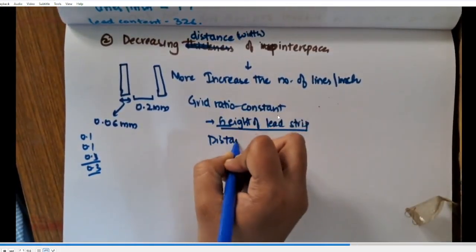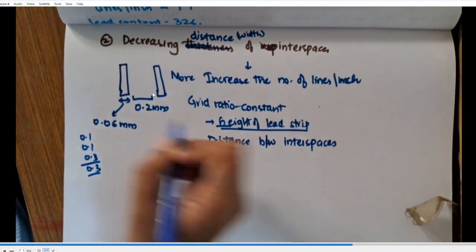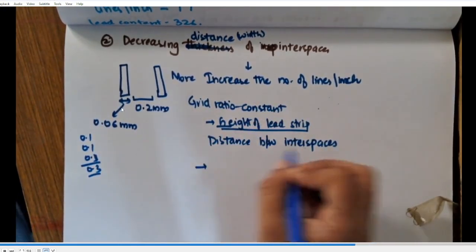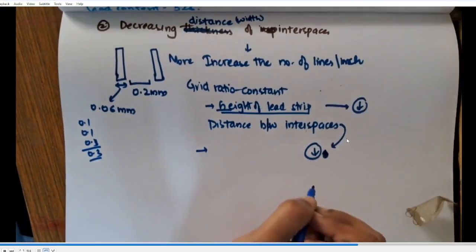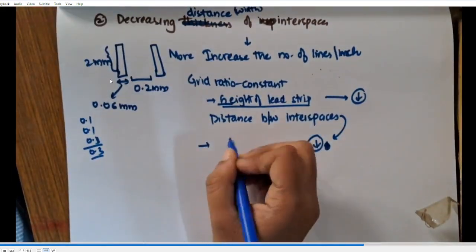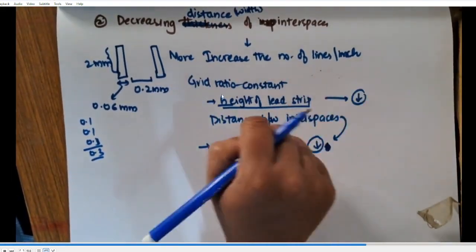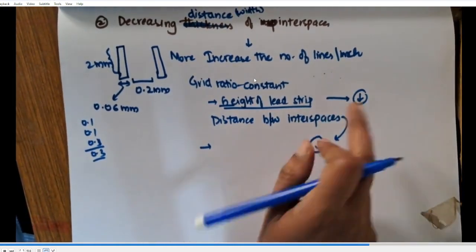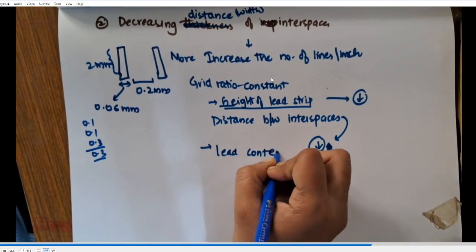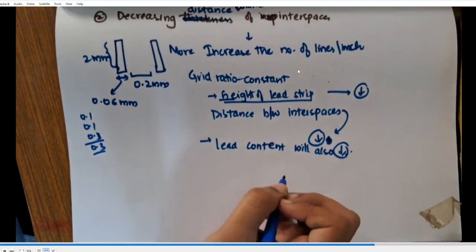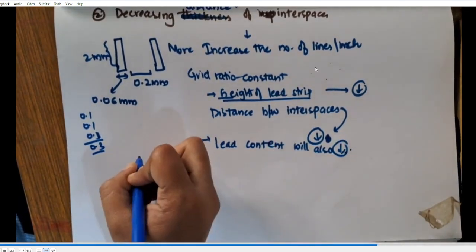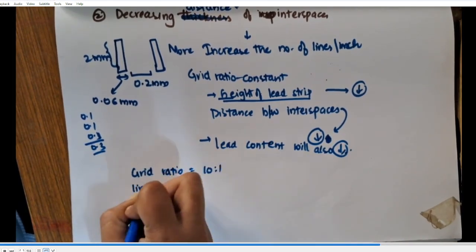So the grid ratio is constant, that is the height of the lead strip to the distance between the interspaces is constant. So if the distance between the interspaces decreases, the height of the lead strip should also decrease for the grid ratio to be constant. So lead strips are made shorter to keep the grid ratio constant. Because the lead strips are made shorter, again the lead content is decreased.